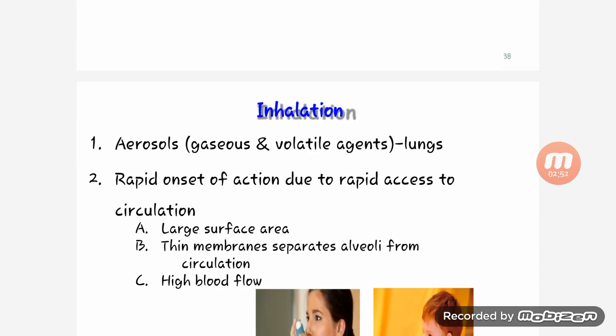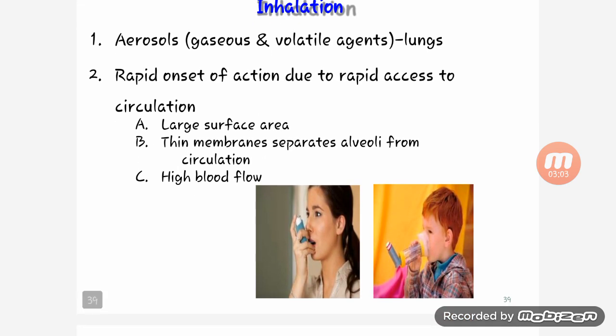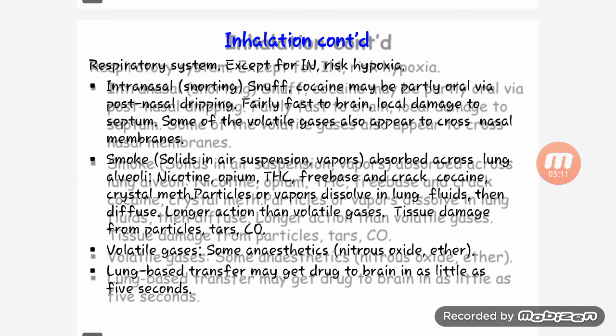Next is inhalation. Aerosol, gaseous and volatile agents are absorbed through the lungs. Rapid onset of action due to rapid access to circulation, large surface area, a thin membrane separating alveoli and circulation, and high blood flow. Then respiratory system, with a risk of hypoxia. Then intranasal: snuff, cocaine, may be partly oral via post nasal dripping, fairly fast to the brain, with local damage to the sputum.